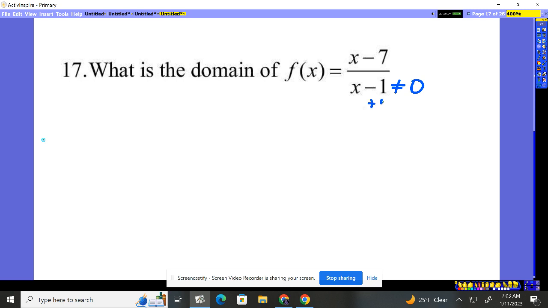Well, what's going to create that problem? Well, we can easily see you can't let x be 1 because 1 minus 1 is going to be 0 in the bottom. We can't have that happen. But any other number works. So we say the domain here is everybody, all real numbers, except x cannot equal 1.